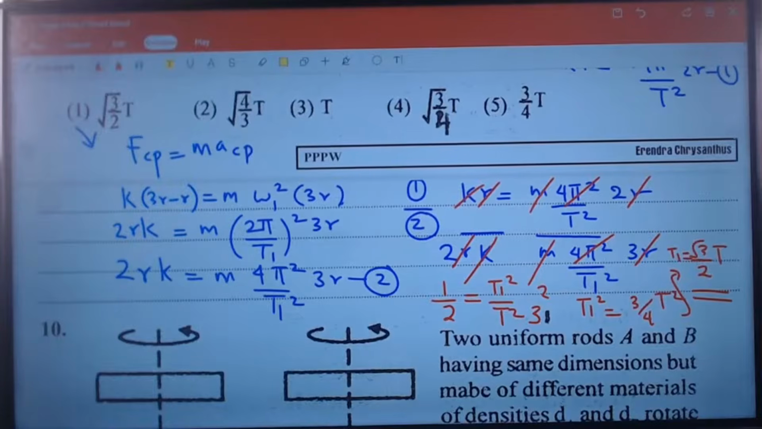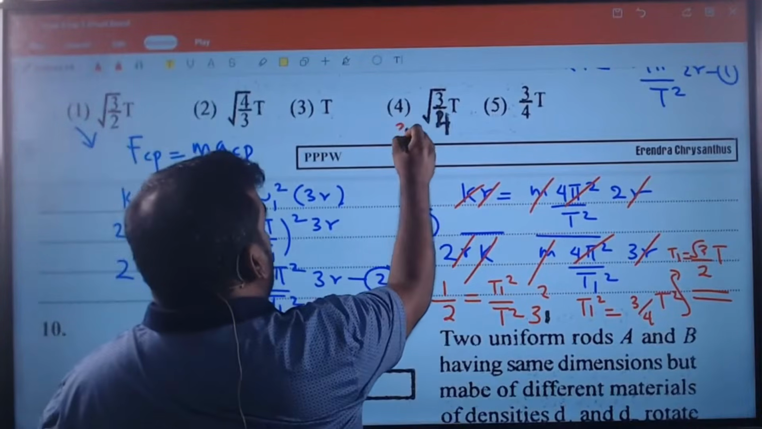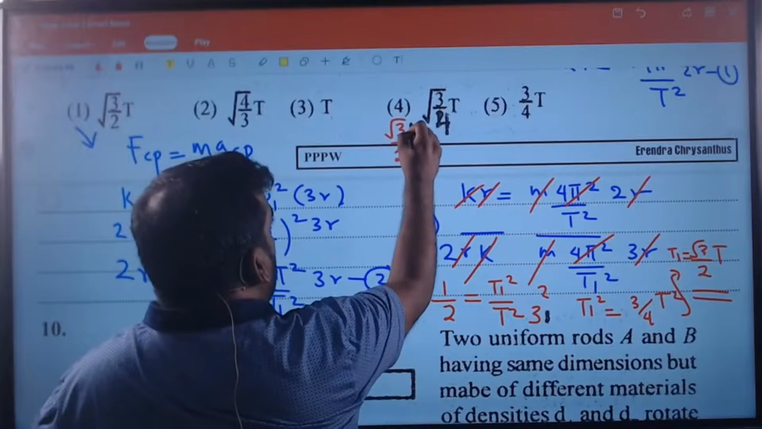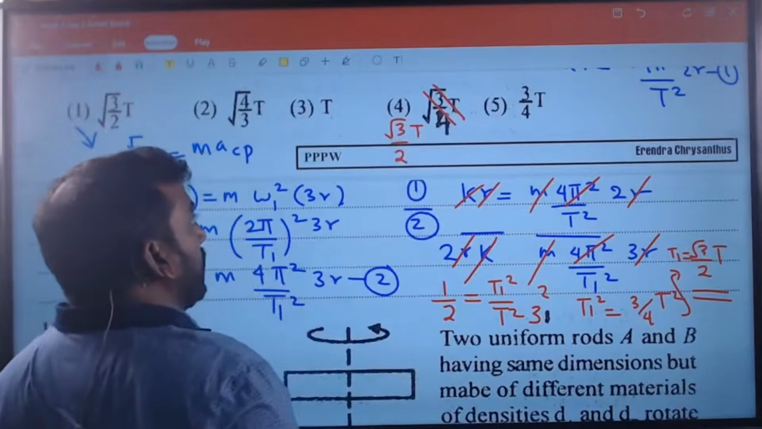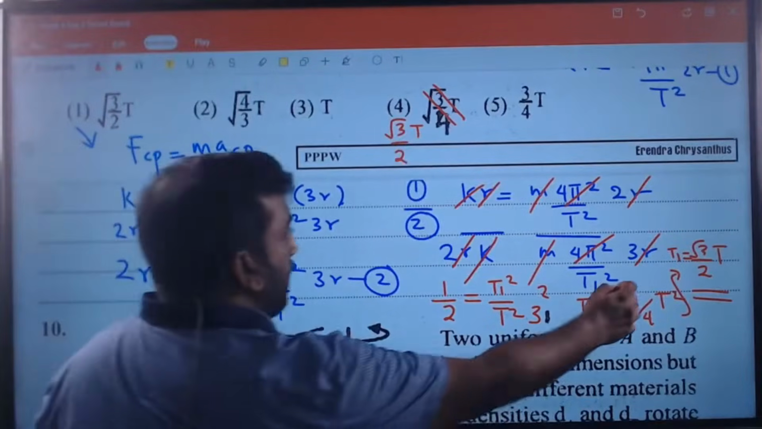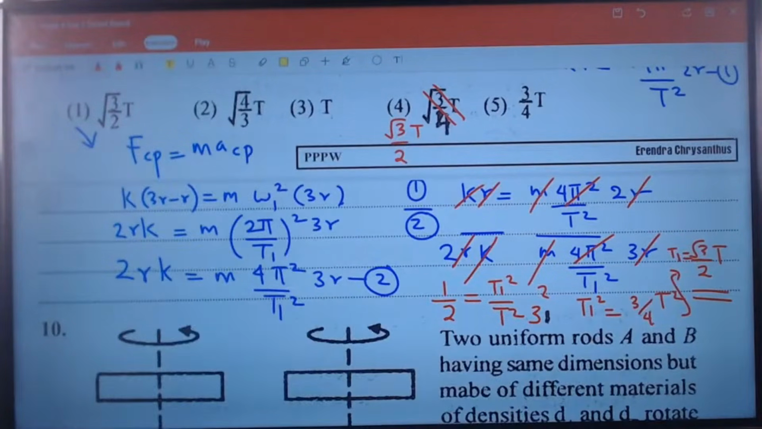Now I'll check the original answers. I think there is a mistake on the board. Yes, answer number 4 is root 3 divided by 2 into T. So the answer printed is wrong. This is your correct answer. That is the correct answer I get. Right, carefully write this down.